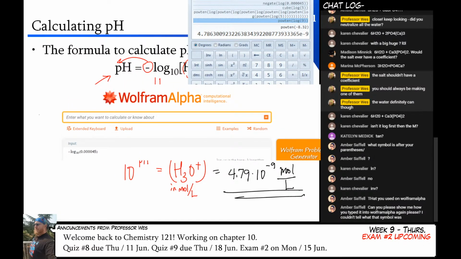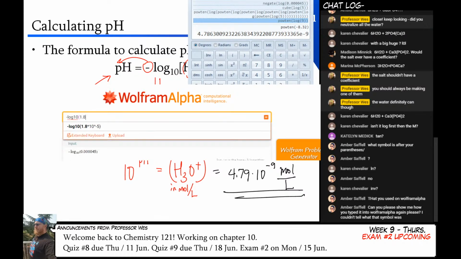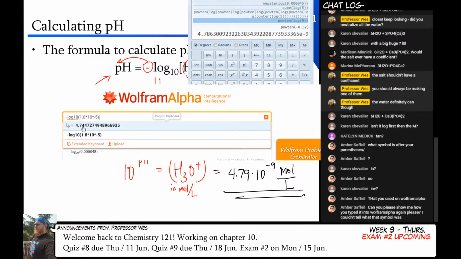So if I wanted to do the pH of something, I would type minus log 10, parenthesis, and then whatever the molarity is. So, I don't know. I've clearly done this one several times. This is actually the pKa of vinegar, which is why that's in here. And then what it will do is it will tell you the answer right here. And you only need 2 decimal places.